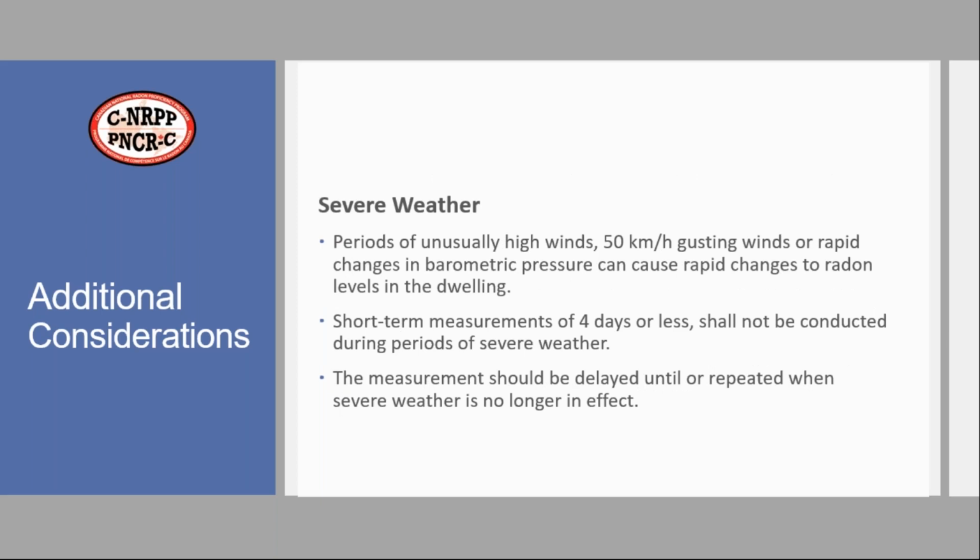Third additional consideration is severe weather. A period of unusual high winds, which we've defined as 50 kilometers an hour, gusting winds, or rapid changes in barometric pressure can cause rapid changes to radon levels in the dwelling. A short-term measurement of 4 days or less shall not be conducted during periods of severe weather. The measurement should be delayed or repeated when the severe weather is no longer in effect, or extended past the 4-day period.